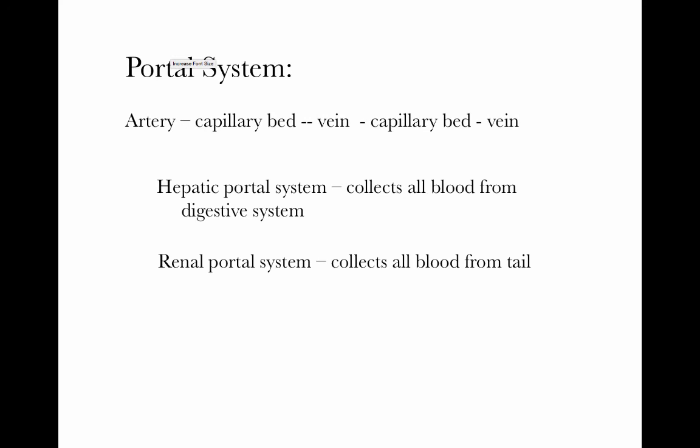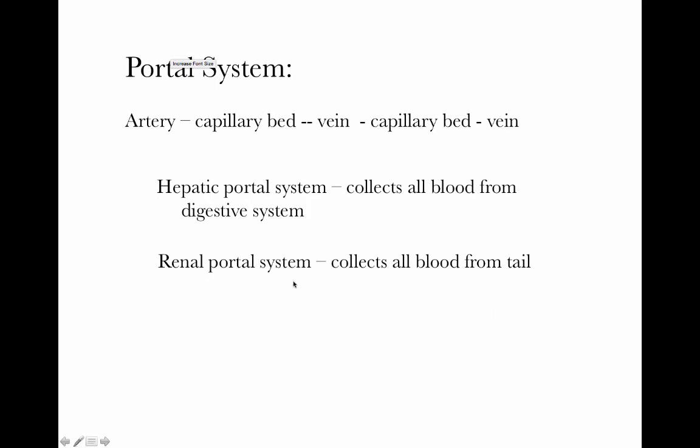The hepatic portal system, which is going to collect up all the blood from the digestive system. So this blood coming from the digestive system has picked up a lot of nutrients, but it's also picked up a lot of toxins from the food that was eaten. So the hepatic portal system is going to deliver all that blood from the digestive system to the liver to be detoxified before it goes back to the heart to be distributed to the body.